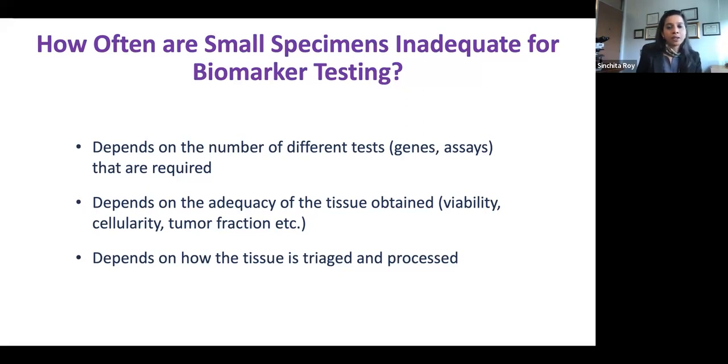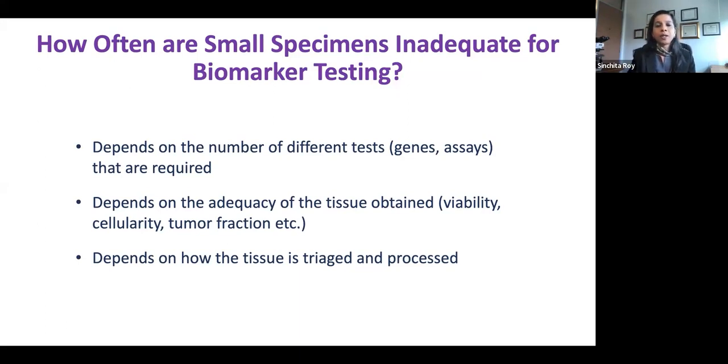Why are we talking about it? Why is the adequacy part so important in these small specimens? Because now we're not talking about these large resected specimens or excisions from surgical procedures, but little small biopsies, your FNAs. And when you talk about adequacy of these specimens, the adequacy depends on multiple factors, right?